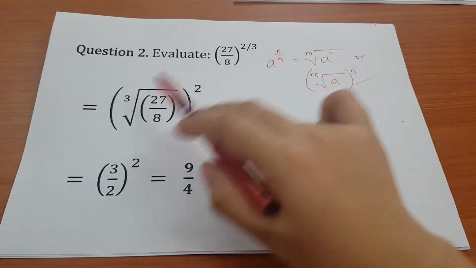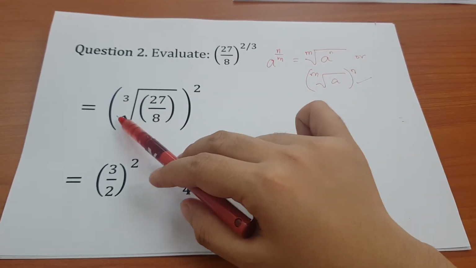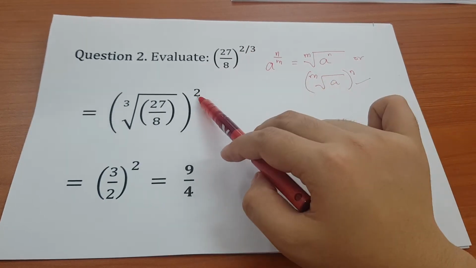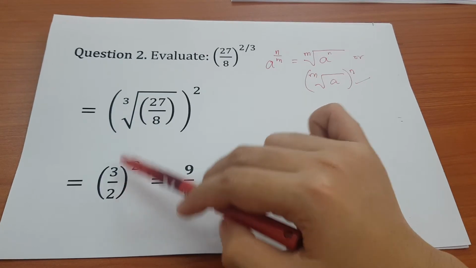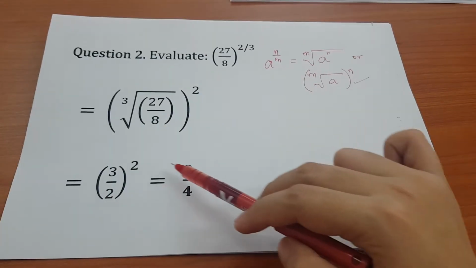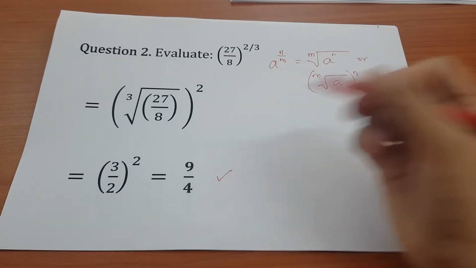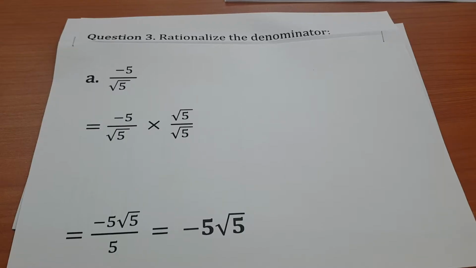So the denominator is 3, so cube root of 27 by 8, then the power is 2. This is the power, and then you take the cube root. Cube root of 27 is 3, cube root of 8 is 2, all together by power 2. 3 to the power of 2 is 9, 2 to the power of 2 is 4. So this is how you evaluate the expression.